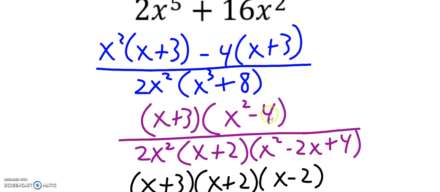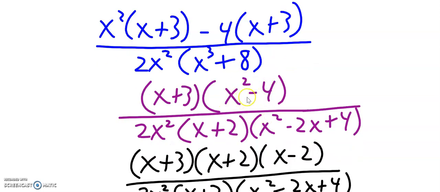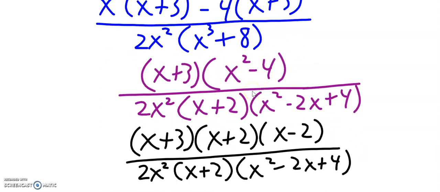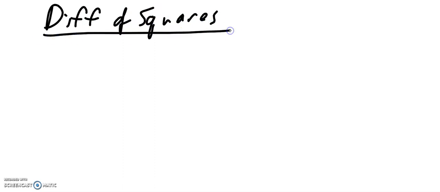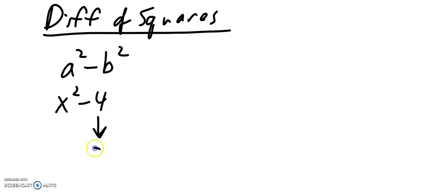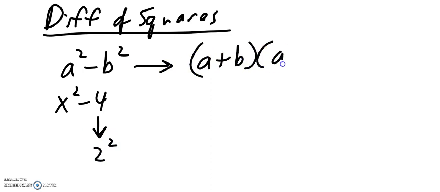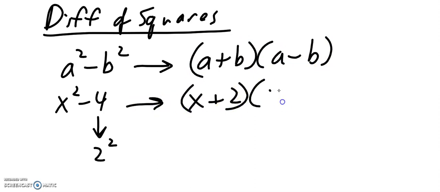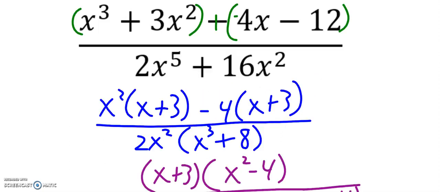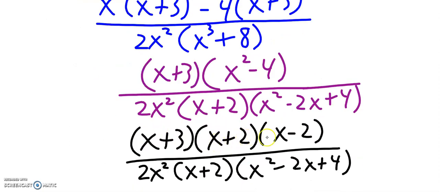The numerator, x plus 3 times x squared minus 4, conveniently, x squared minus 4 is the difference of squares. So if you don't remember the difference of squares, this is one of those patterns we've seen quite a bit. So this is if I have a squared minus b squared, which in our case was x squared minus 4, and 4 is 2 squared. This becomes a plus b times a minus b. So this became x plus 2 times x minus 2. And so that is how I ended up with x plus 2 times x minus 2.